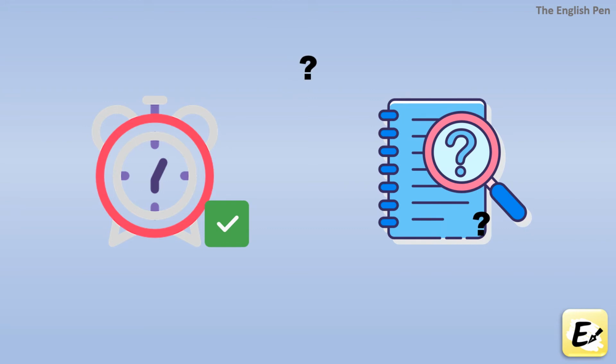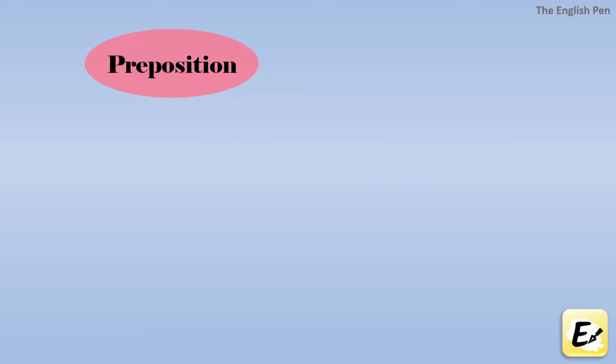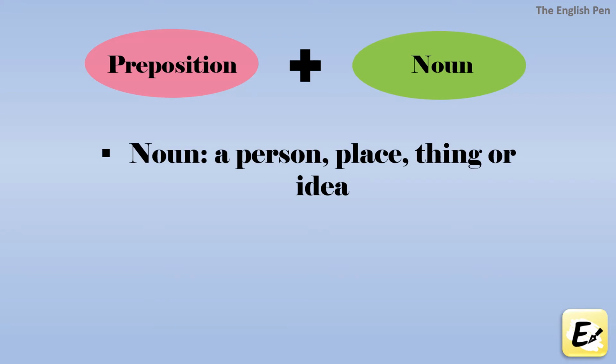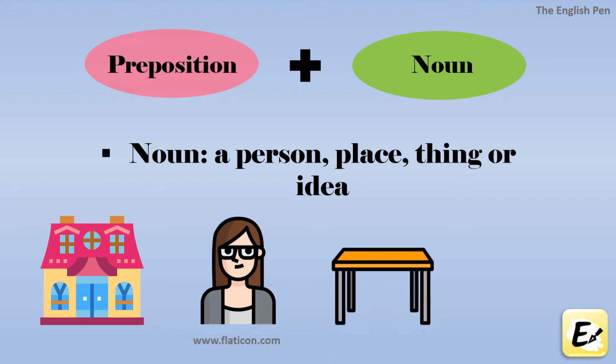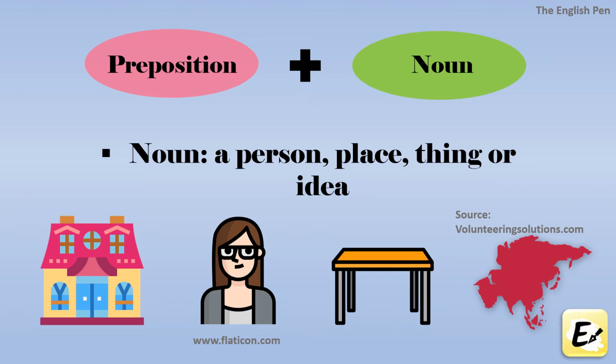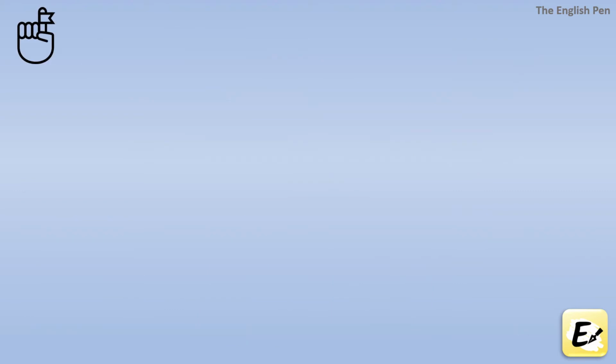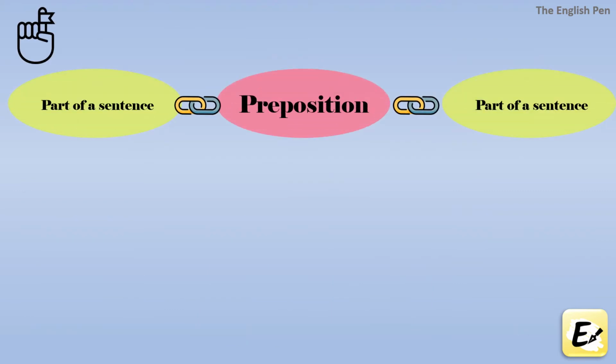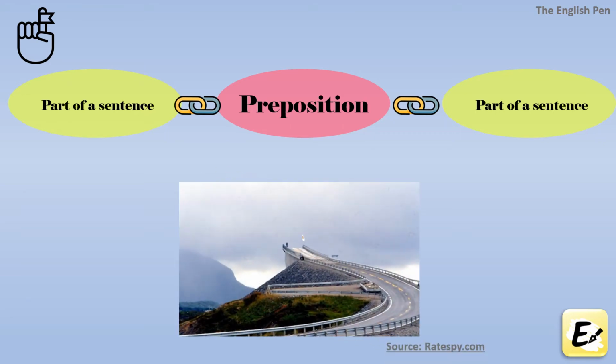But how do we use them? Well, in most cases, prepositions must be followed by a noun. A noun is a person, place, thing, or idea. House, Lily, table, and Asia are all examples of nouns. But why do nouns have to follow a preposition? Remember, prepositions link parts of a sentence together. They act as a bridge. Naturally, you won't see a bridge with land on one side and nothing on the other, right?